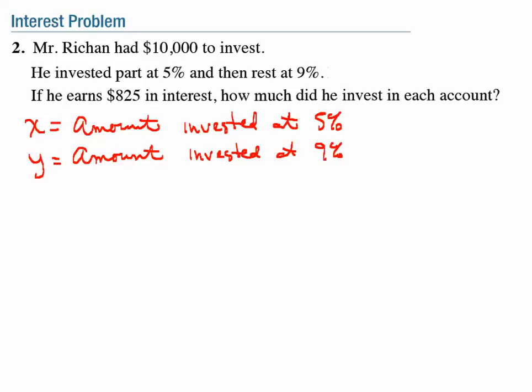Okay, and once we have that, I think we actually have enough information to set up our two equations right away. The first equation is typically just the amount only. How much was invested altogether? It was 10 grand, is that right? So see if this makes sense. The x plus the y would give us $10,000. It is just the total amount invested. It's that first sentence there.